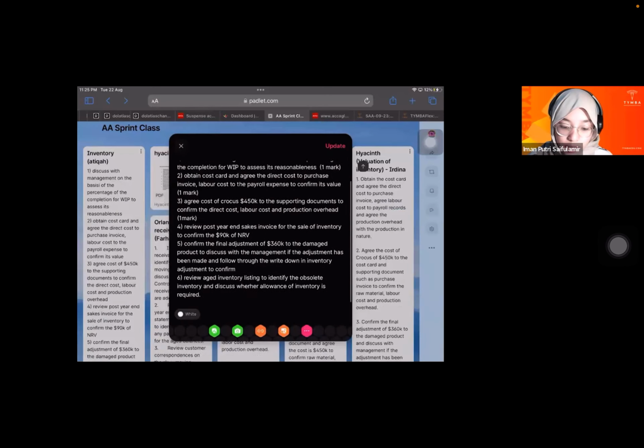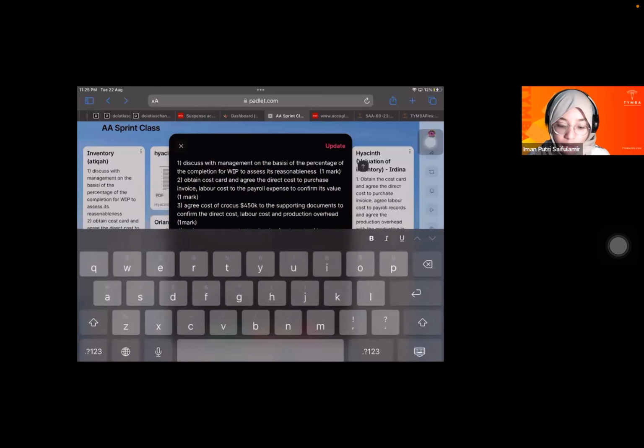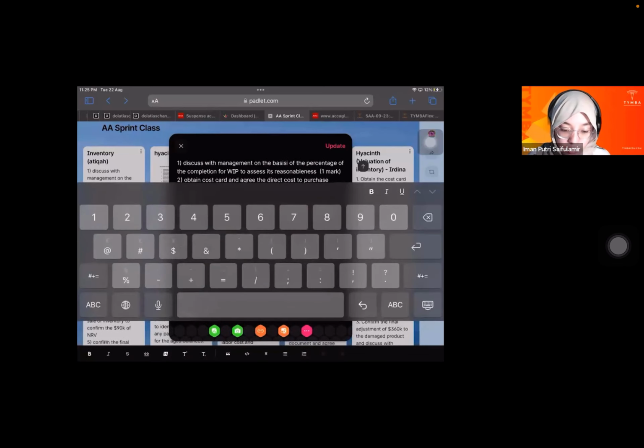Okay, review post-year and sales invoice to confirm the NRV. This is 1 mark. Confirm the final adjustment and follow through. Okay, so this is both 1 mark each. 1 mark, and then you get another 1 mark for the last point here.